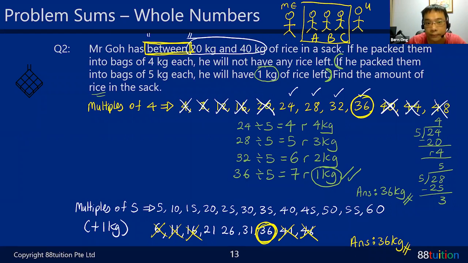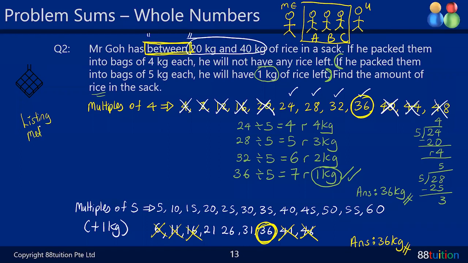Yes, Anish. What method... Sorry, you need to speak up, Anish. What method are we doing? Listing method. This is called listing method. Listing method means you have to list out. But is there a much faster way of listing all these? Like, can you just guess which one will be the closest?